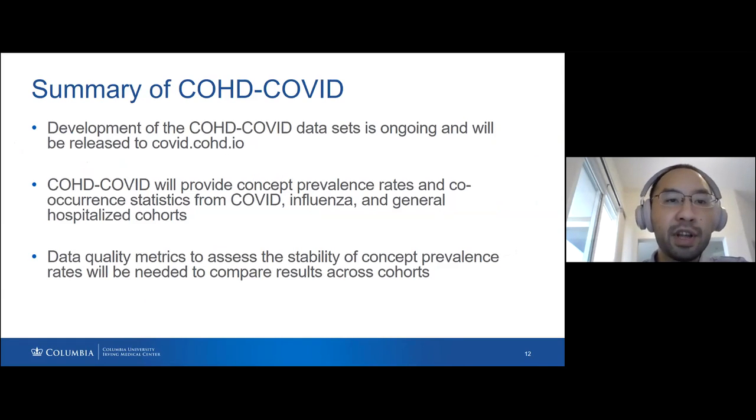So to summarize, the development of the COVID data set is ongoing, and once it's prepared, we will be releasing it to covid.cod.io. The COVID data set will provide concept prevalence rates and co-occurrence statistics from the COVID, influenza, and general hospitalized cohorts. And we will need to provide data quality metrics so that users can evaluate the stability of each of these concepts, so that they can evaluate the confidence in the results when comparing across cohorts.